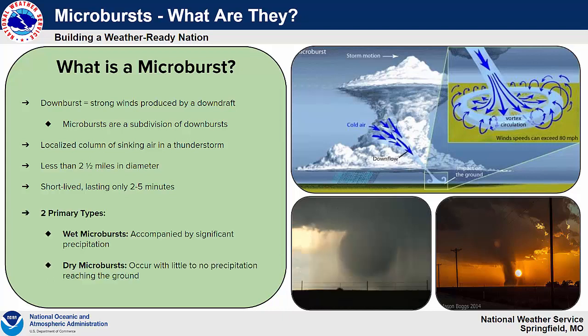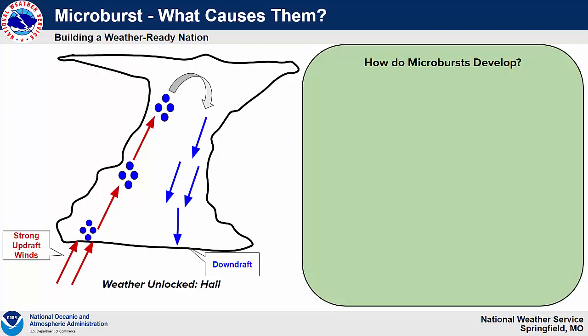Now there are two types of microbursts, a wet microburst and a dry microburst. The names pretty much give away what each of these are, but a wet microburst has an abundance of significant precipitation, while a dry microburst occurs with little to no precipitation reaching the ground. And the image and GIF on the bottom right of this slide show just what a wet microburst looks like when it occurs. So what causes microbursts and how do they develop?